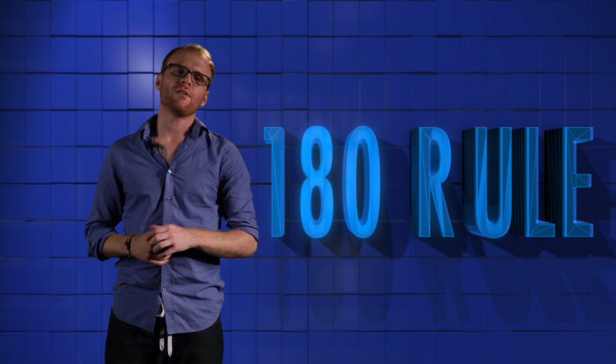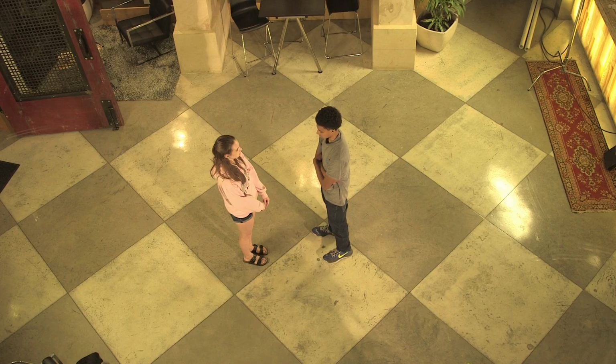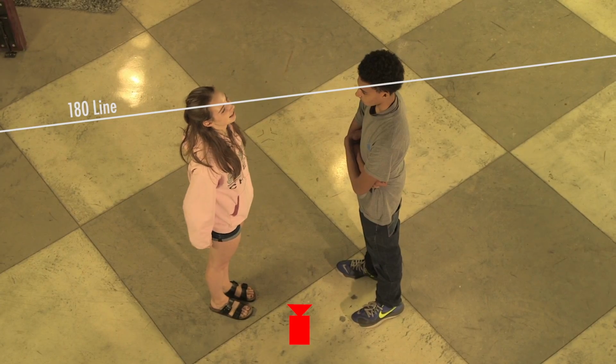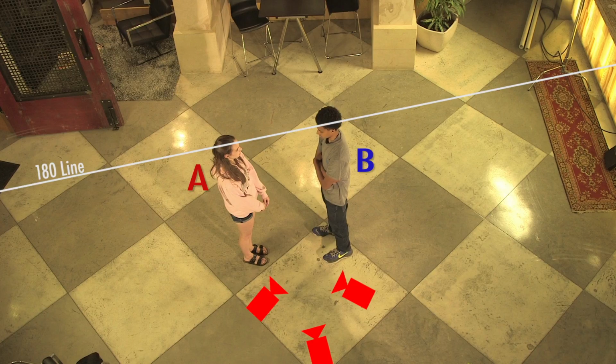So how does this work for eyeline? Well, let's say you want to get coverage of a scene using 3 shots. One medium 2 shot of both A and B, and then a close-up of each subject. If we place our 2 shot on this side of the line, that establishes our 180. All of your following shots should be on that side of the line. Now let's place our close-up of both A and B. This is not breaking eyeline.